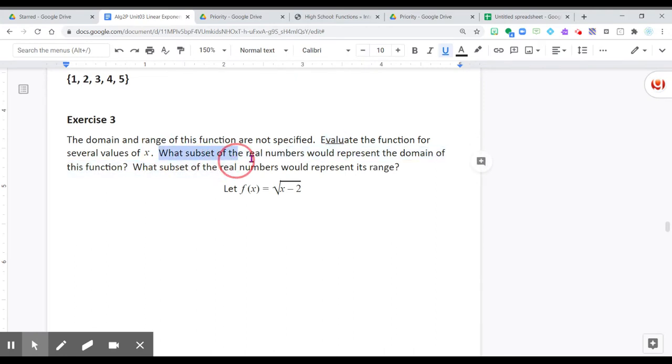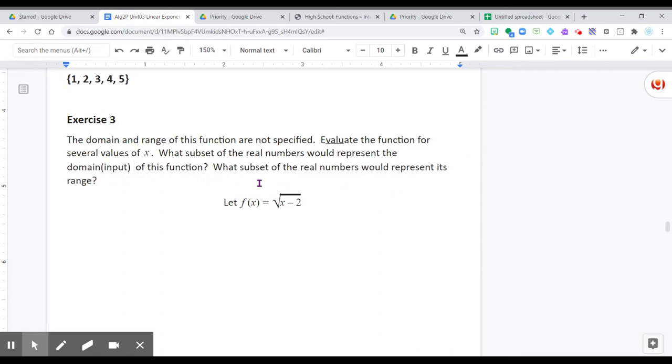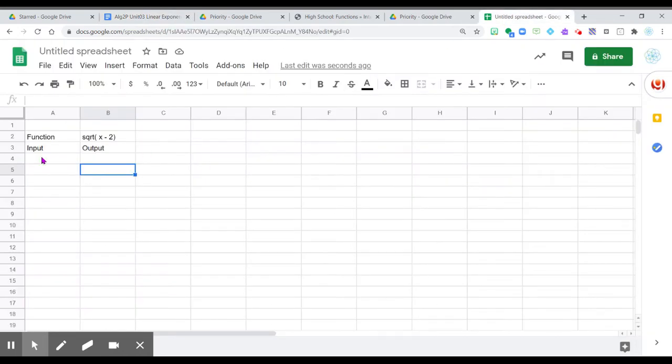And what subset of the real numbers would represent the domain, being the input of the function, and what subset of real numbers would represent its range, or the output of the function? In order to experiment with a lot of values really quickly, a spreadsheet is incredibly helpful.